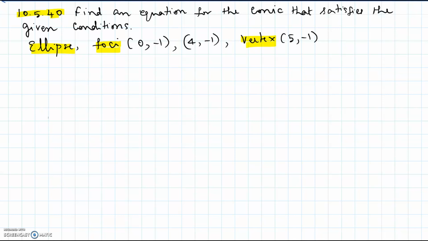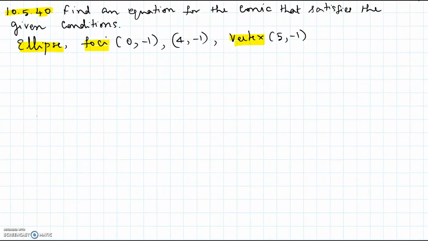Hi, in this video, I will be showing you problem number 40 of chapter 10 section 5. Find an equation for the conic that satisfies the given conditions. Ellipse, foci (0, -1) and (4, -1), and the vertex at (5, -1).